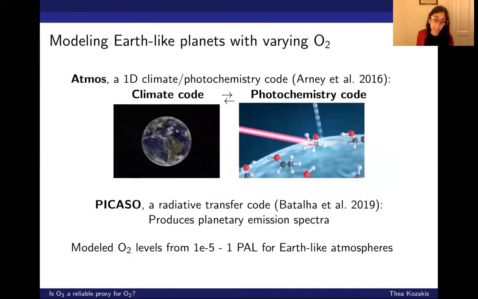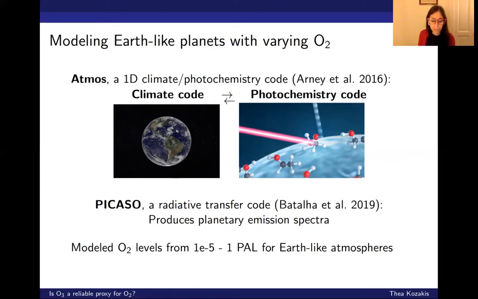So to further explore how ozone content would change with O2, especially around different types of stars, I use, for planetary atmospheric modeling, Atmos, which is a publicly available climate and photochemistry code. As you may remember, ozone formation is very dependent on incoming UV flux. So it's really important, if you want to predict ozone content, to have a photochemistry code that is really keeping track of the incoming light and how it's going to interact with molecules in the atmosphere.